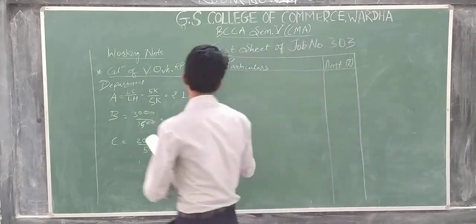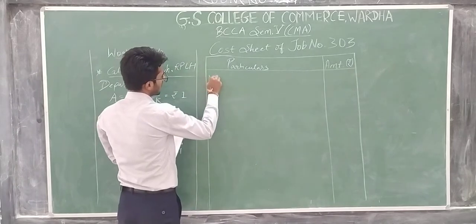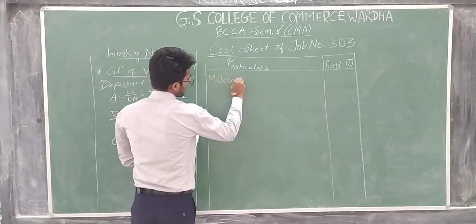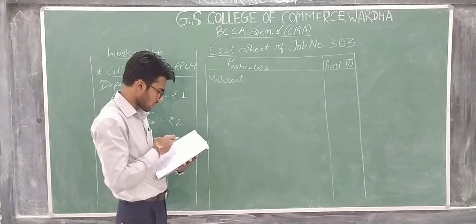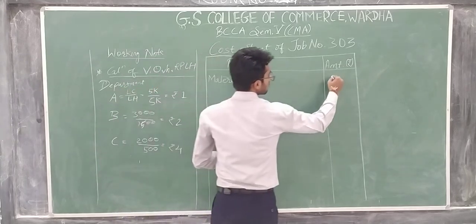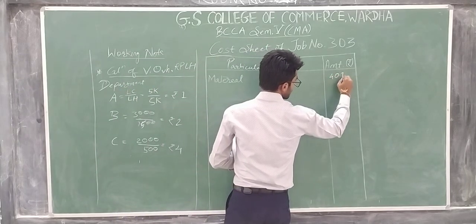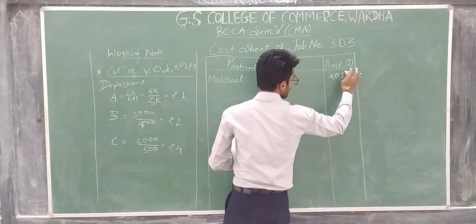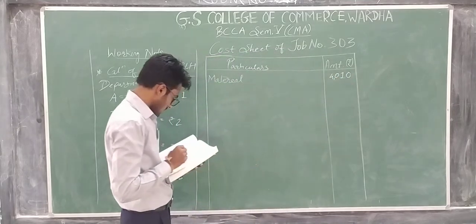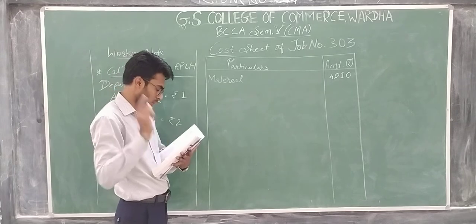So the first thing in our formula is material. So we have to write material. Material is costing 4010. So I can write it as it is, 4010. Done. Then after material, we come to the wages.